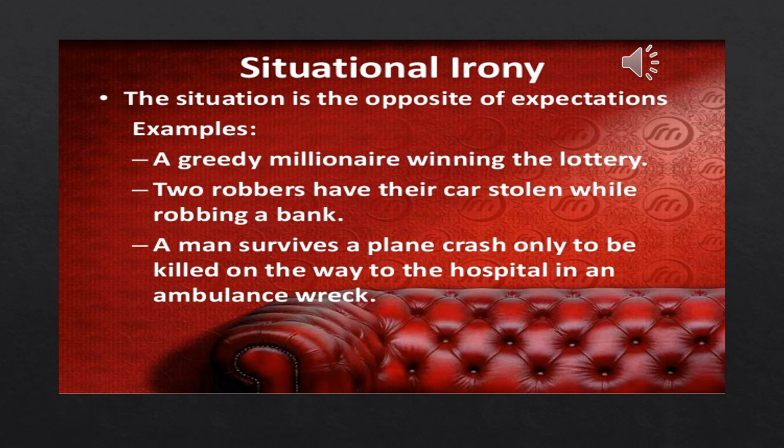If you look at the three examples: a greedy millionaire winning the lottery, 2 robbers have their car stolen while robbing a bank, a man survives a plane crash only to be killed on the way to the hospital in an ambulance wreck. Looking at these 3 examples, we can notice that there is a situation in all of them. And the situation is ironic because in all the examples given, the situation is opposite to what we actually expect to happen.